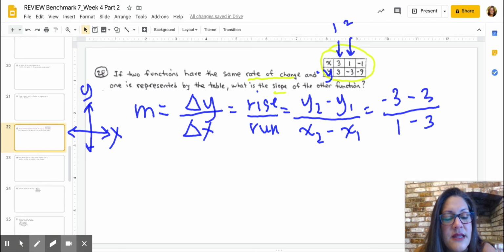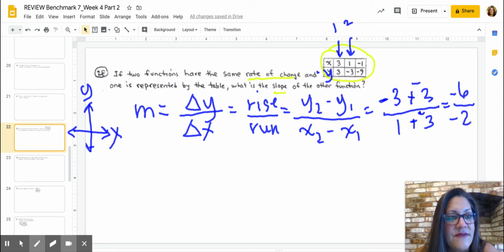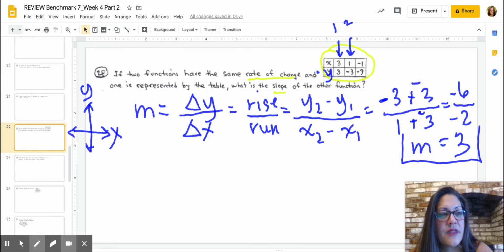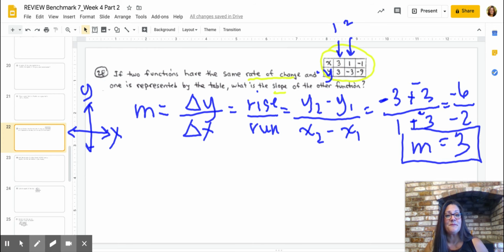minus there. Okay, so we need to do a couple things. First, let's add the opposite. So let's say we're going to add the opposite. There it goes. Equals negative 3 plus negative 3 is negative 6. 1 plus a negative 3 is negative 2. Negative divided by a negative makes it a positive. So that means our slope is 3. So it says, what is the slope of the other function? There it is. M equals 3. Okay.